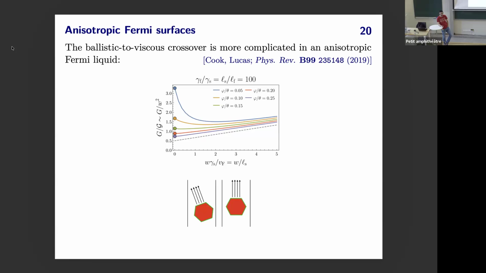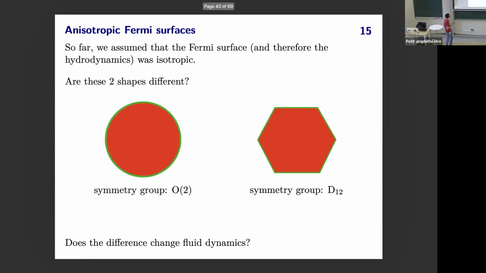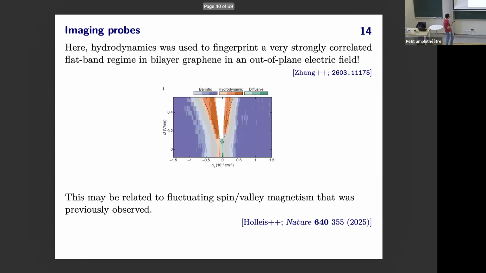Maybe I have time for one question, and we can keep the rest for the break. How do you know that this hydrodynamic regime in bilayer graphene could be related to these spin valley phenomena? Is it the same part of the phase diagram? I think the phase diagram is a bit similar.